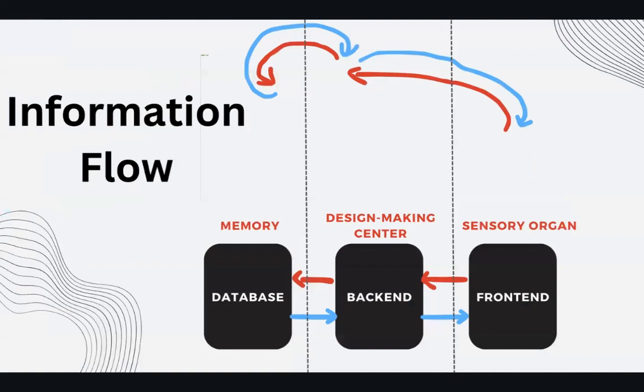Just as our brain processes input, computes decisions, and then acts, a web application also has its sensory organs, its decision-making center, and its memory. The front end is like our sensory organs. It's what the users see, touch, and interact with. Everything from the buttons users click to the forms they fill out resides in the front end.